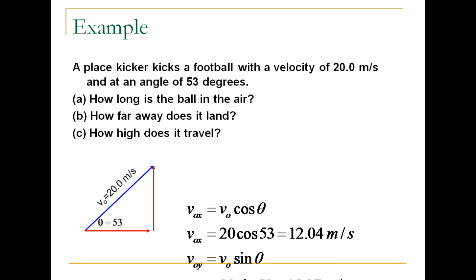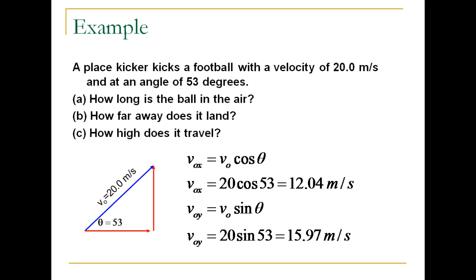So our diagram shows where it was kicked. The first thing we need to do when we get a problem like this is find our initial velocities. So we plug in our information. Initial velocity in the x direction is equal to initial velocity times cosine of theta. So we put 20 meters per second, that was our initial velocity, times the cosine of 53 degrees, which is our angle. And if you work that out, it gives us 12.04 meters per second.